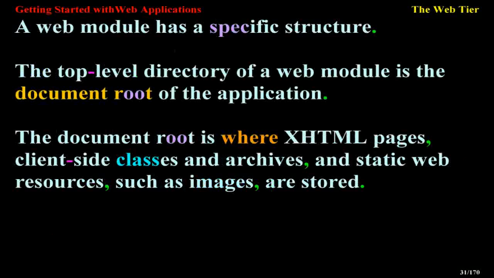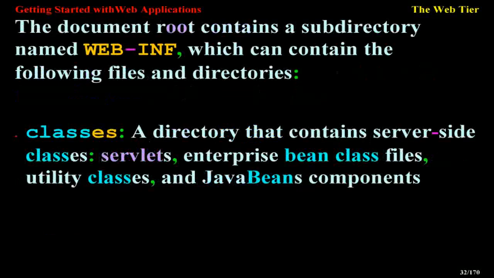A web module has a specific structure. The top-level directory of a web module is the document root of the application. The document root is where XHTML pages, client-side classes and archives, and static web resources, such as images, are stored. The document root contains a subdirectory named WEB-INF, which can contain the following files and directories. Classes, a directory that contains server-side classes: servlets, enterprise bean class files, utility classes, and JavaBeans components.